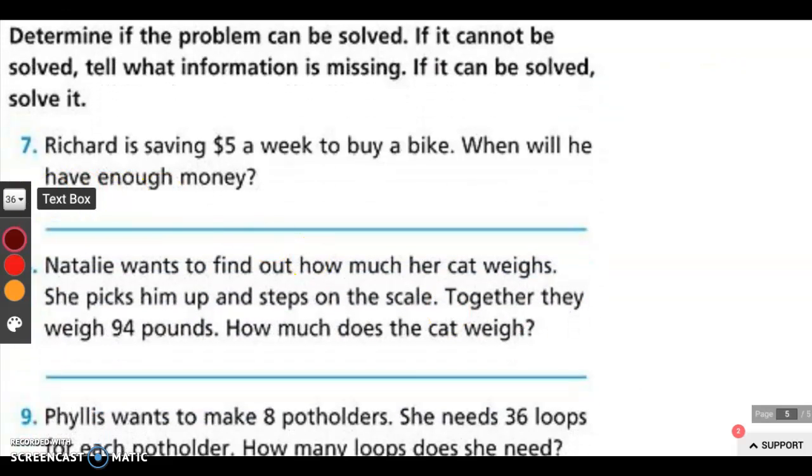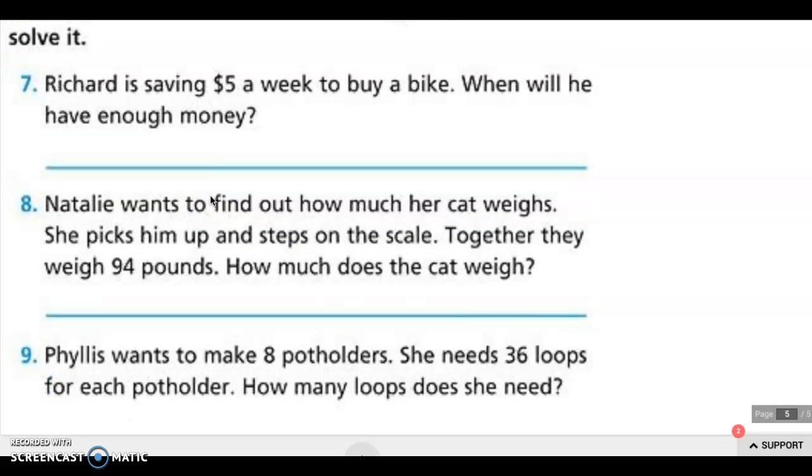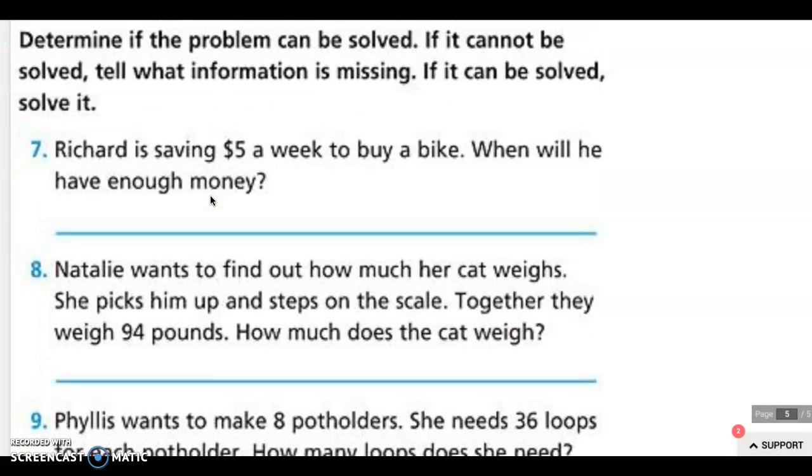All right, here we have 3 more problems. It's telling us for all 3 of these, we need to determine if the problem can be solved. If it cannot be solved, tell what information is missing. If it can be solved, solve it. So obviously, if we don't have enough information, we cannot solve it. So let's go ahead and look at this first one here.